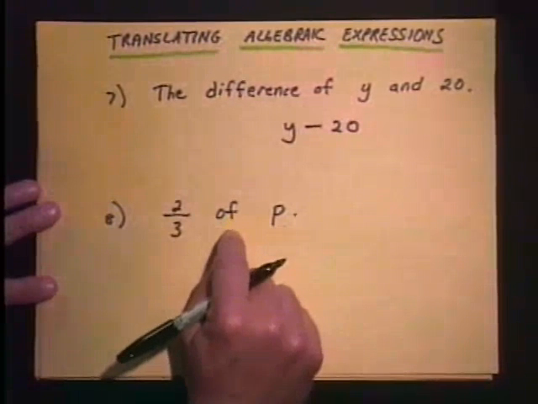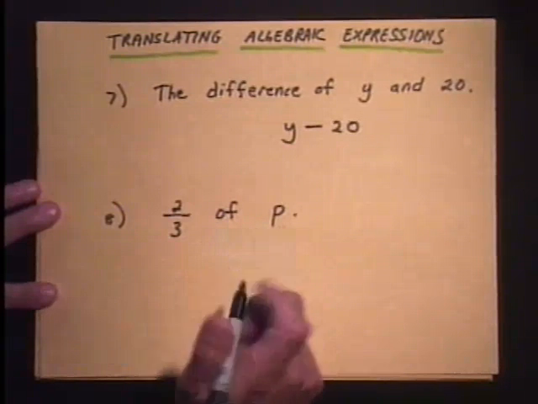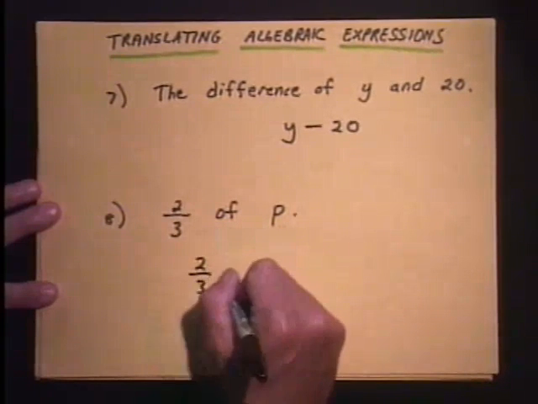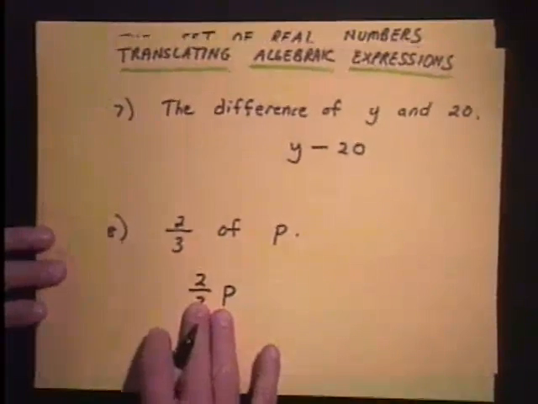All right, 2/3 of p. Of is that little word meaning what? Multiplication. The easiest way to write multiplication here would be 2/3 p. 2/3 p on that one.